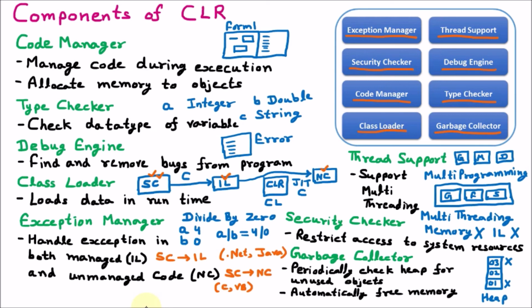There are some exceptions which are managed by the exception manager, like divide by zero and array out of bound. Then there is the thread support. Whenever we have the same type of processes, that support is provided by the thread support. Security checker means the resources should be secure, like the memory. Then there is the garbage collector, which provides automatic memory management by continuously checking the heap and freeing the memory. So this is all about the components of CLR.